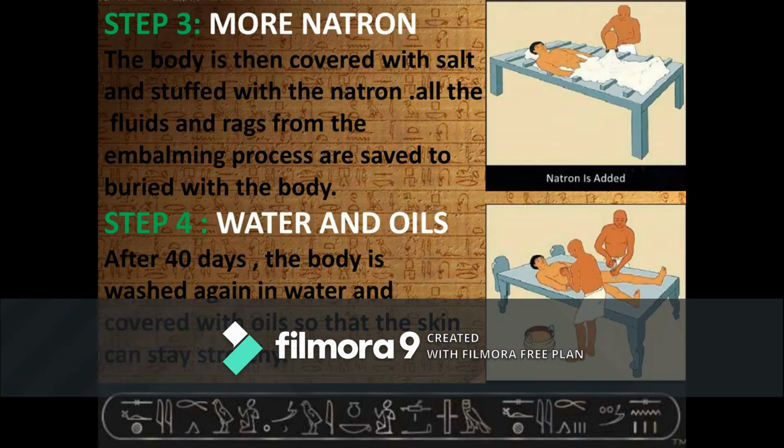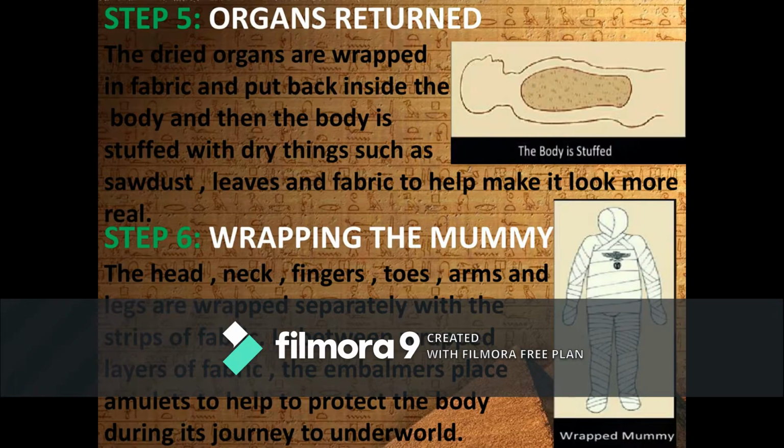Step 4 is water and oils. After 40 days, the body is washed again in water and covered with oil so that the skin can stay stretchy. The fifth step, organs are returned. The dried organs are wrapped in fabric and put back inside the body, and then the body is stuffed with dry things such as sawdust, leaves, and fabric to help make it look more real.